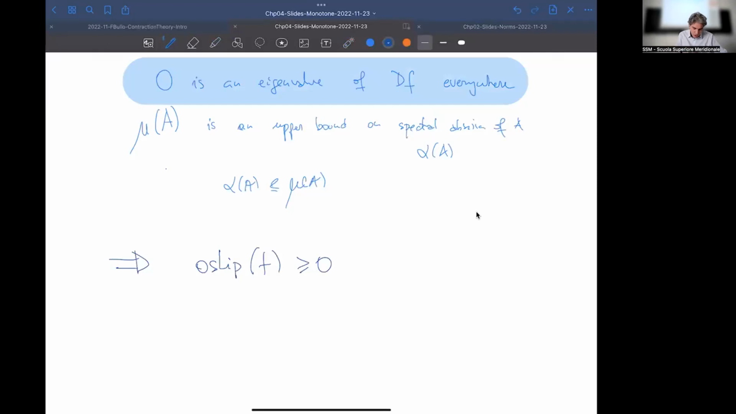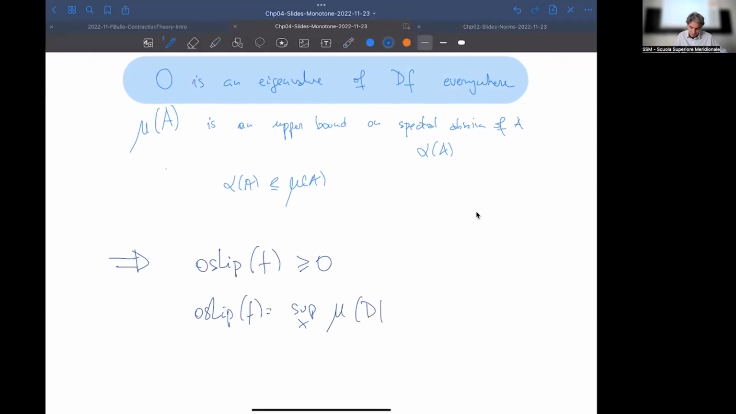Because what happens? The one-sided Lipschitz constant of F is the supremum over X of the log norm, with respect to some norm, it doesn't matter which norm, of dF at X. But dF has an eigenvalue equal to 0. So this number here is lower bounded by 0. So you run the risk that your system may even be expansive.